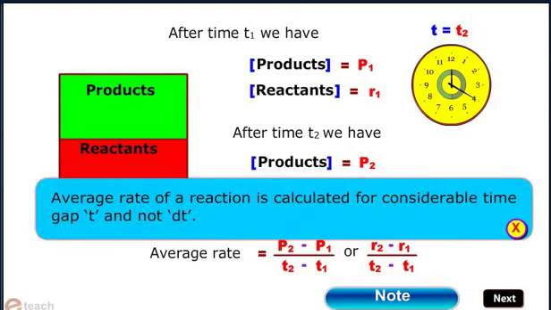Note that average rate of a reaction is calculated for considerable time gap t and not dt.